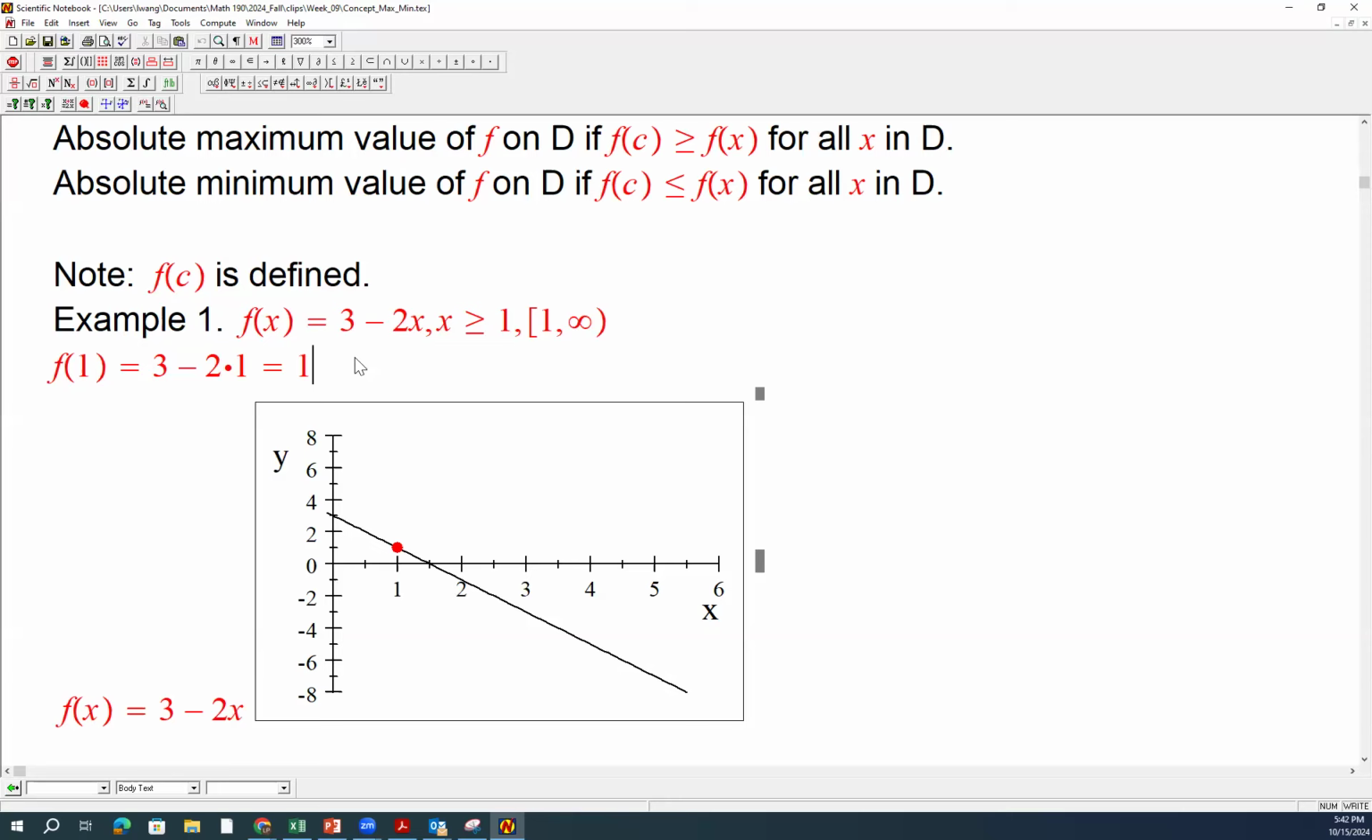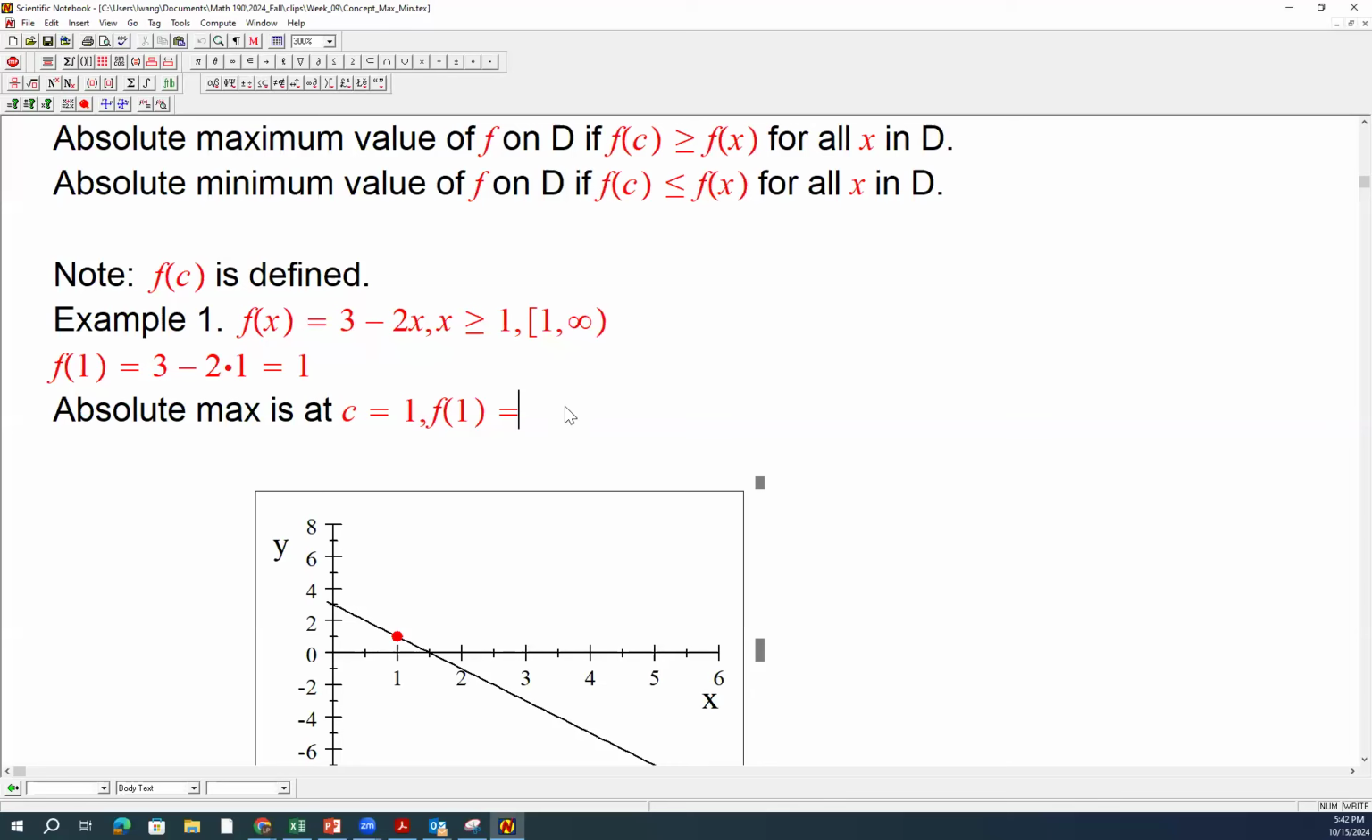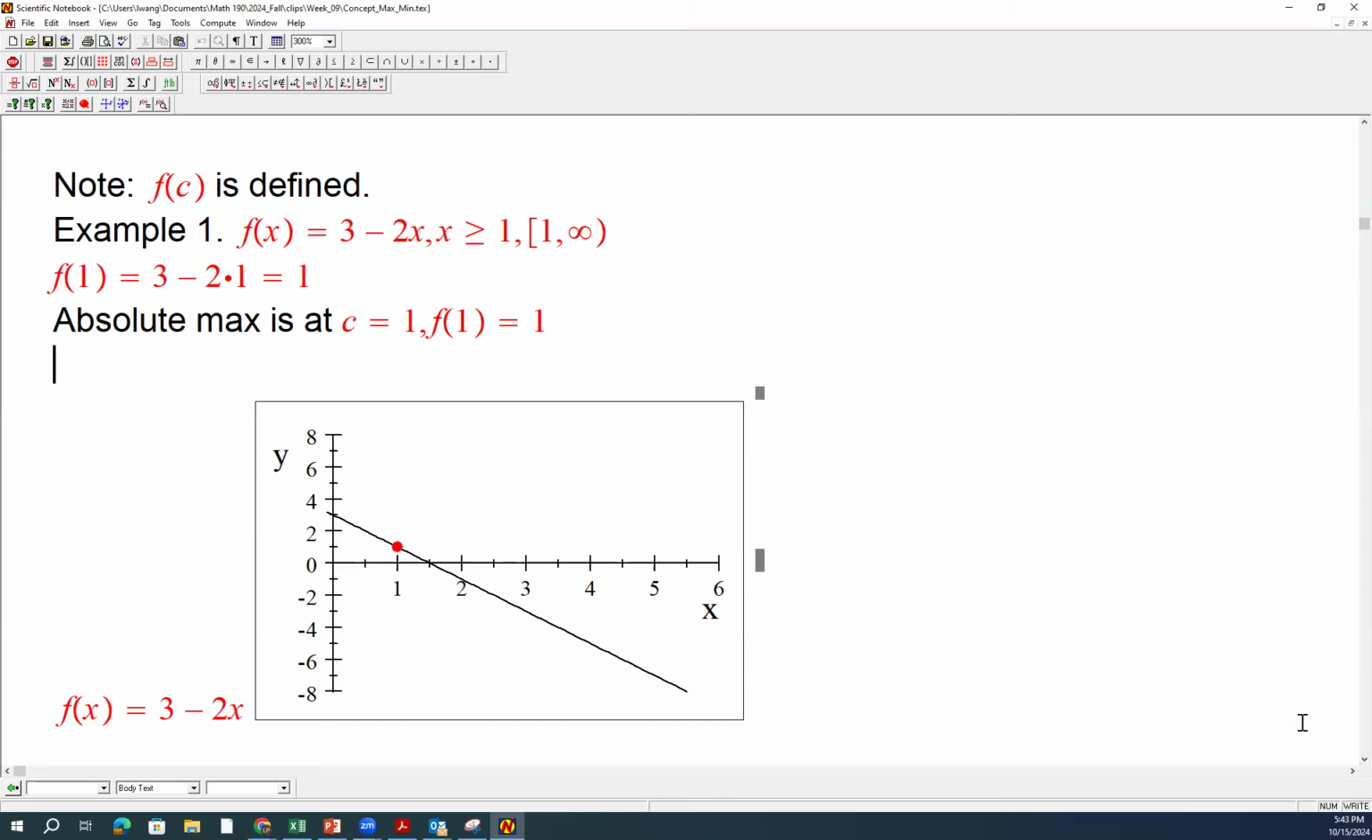So then what do we say? The absolute max is at c, where c equals 1. C is the input. f of 1 equals 1. So here is the value, which is a maximum, and here is where the maximum is attained. So there's a location. Sorry, there should be 1 here. So we have an absolute maximum at 1.